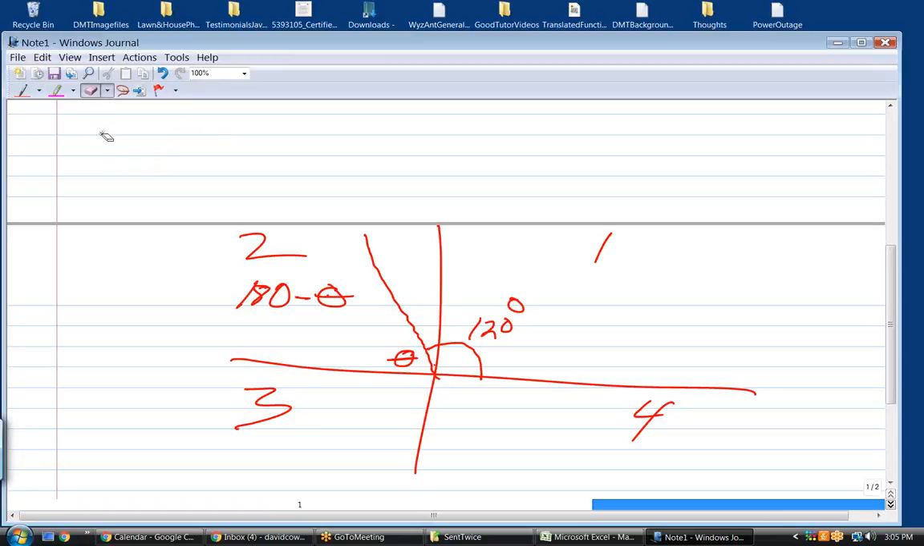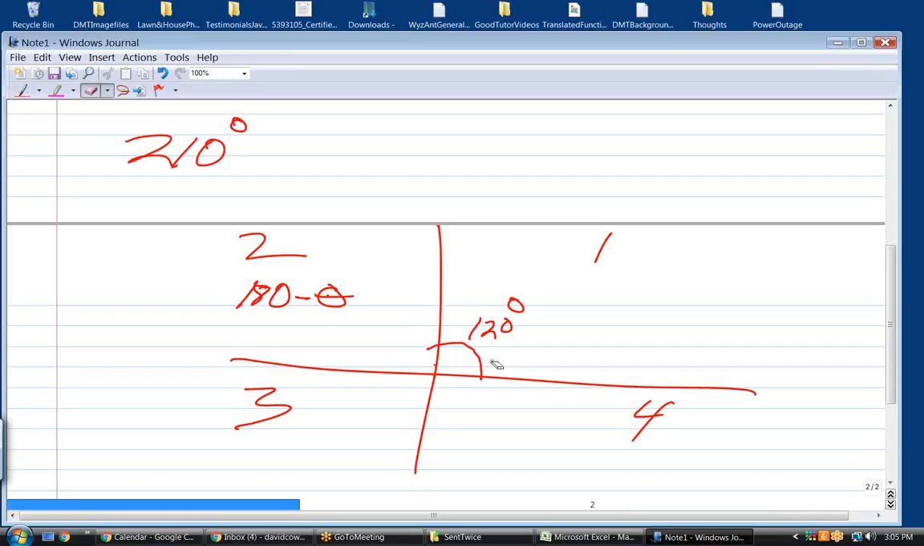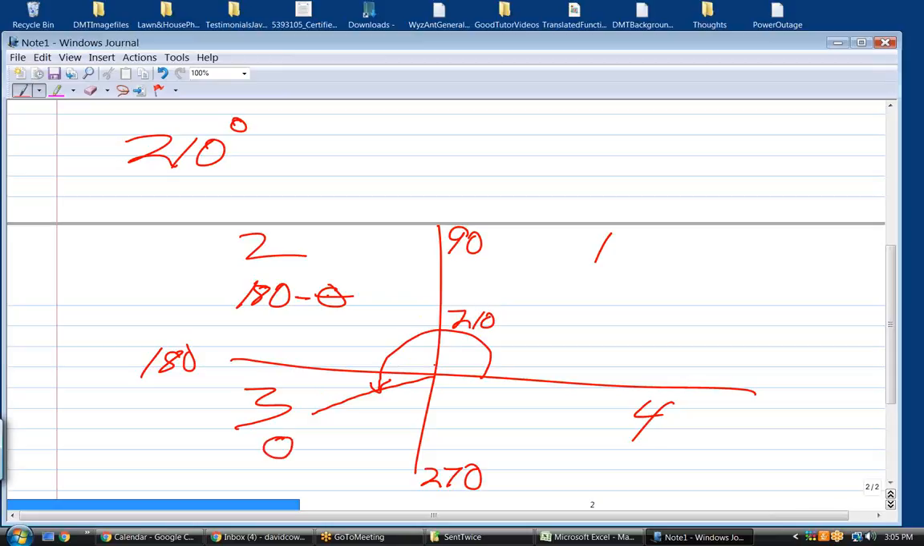And what if I said 210? 210 is past 180. Halfway would be 180, that's 90, that's 270. So 210 would be to there. If that is 210, what's the acute angle made with the x-axis? 30. In other words, it's 210 minus 180. So it's really theta minus 180.